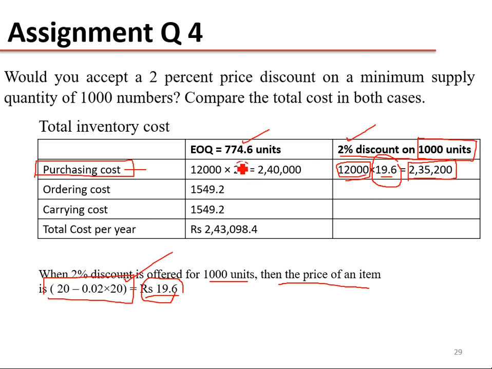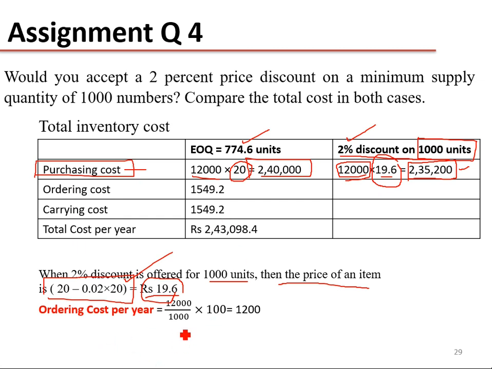And when no discount is there, 12,000 is my annual demand and every unit is rupees 20. So 12,000 multiplied by 20 gives 2,40,000 rupees. With the discount it is 2,35,200 rupees. Next I am going to calculate the ordering cost.